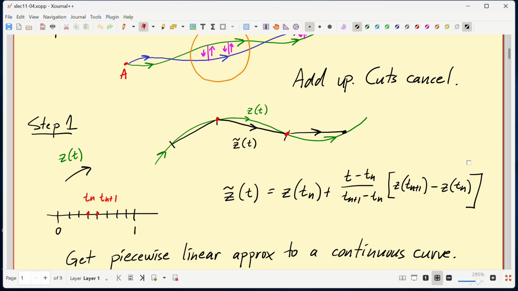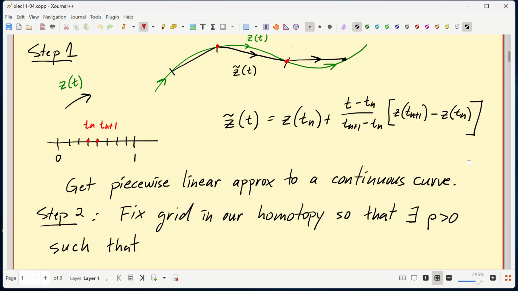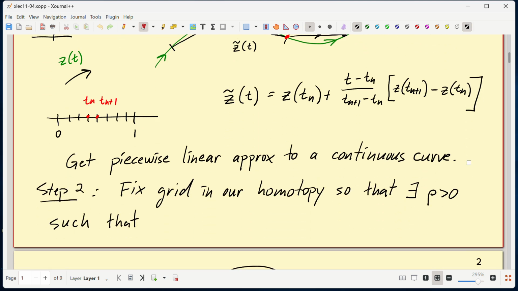Okay, so that's how I changed the definition to get a piecewise C1 curve close to my original, which stays in omega. Okay, so that's easy. Okay, now we've got that.